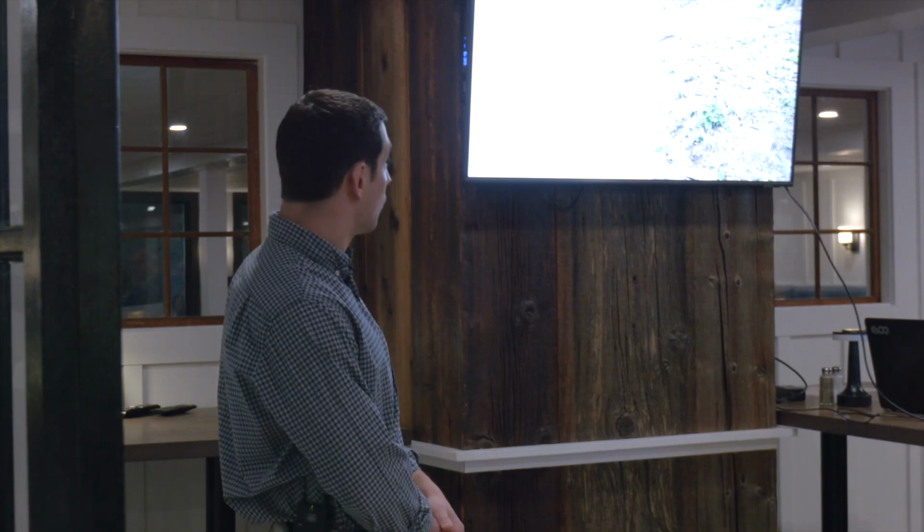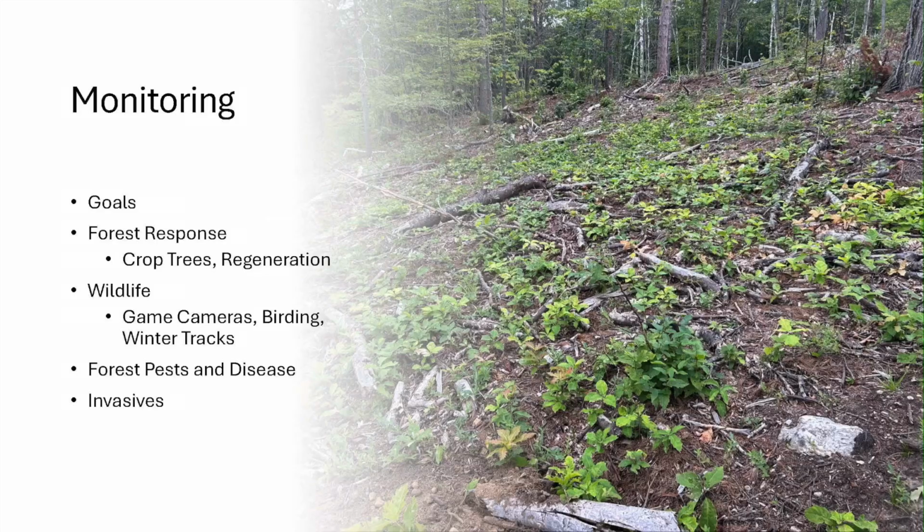So one of the rewarding parts is getting to monitor a project after it's been done. And so keeping those goals in mind, as we have throughout the whole process, we can look at how the forest is responding, whether those crop trees that we left on site and what's regenerating. And we can look at wildlife, how wildlife's responded to the choices that we've made through game cameras, through birding outings, or through winter tracks. We want to monitor on a less positive note for forest pests and disease and invasive species, and just understanding how things are changing on the landscape between our entries.